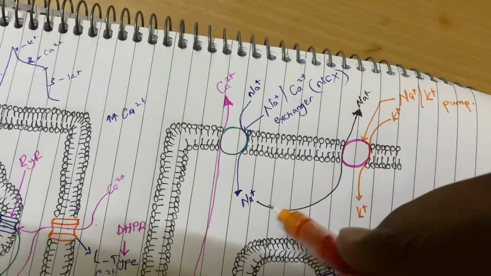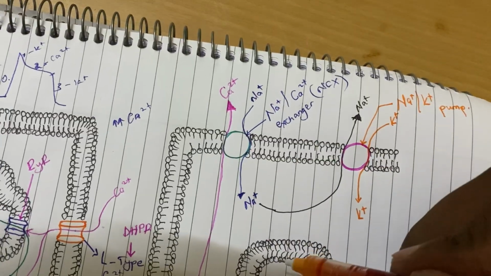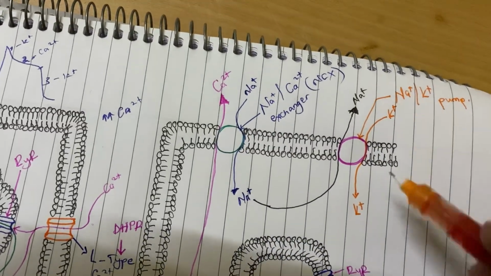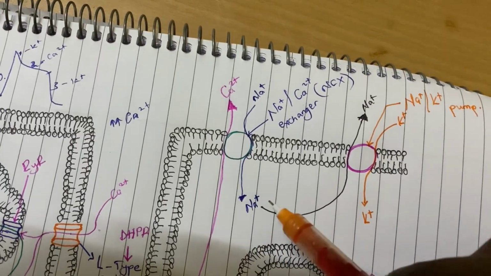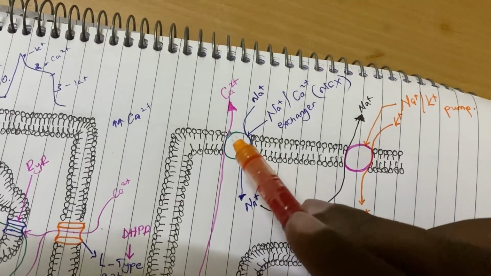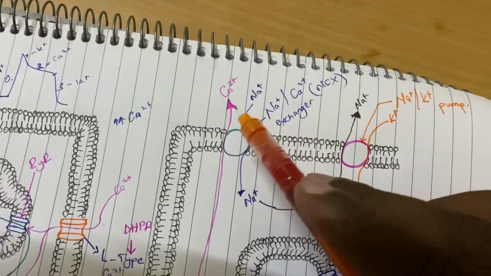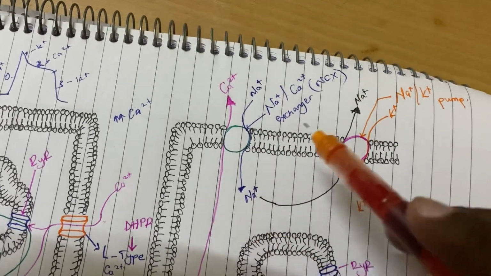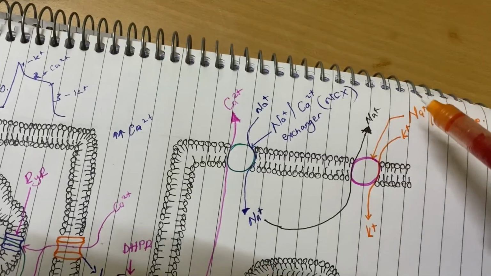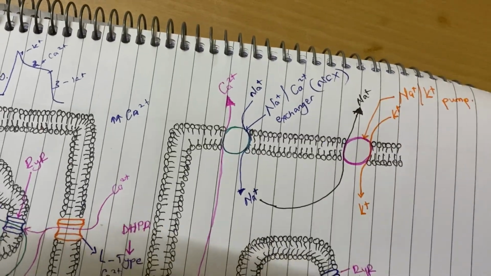But under normal circumstances, it brings in sodium and calcium goes out. But the sodium should not stay inside, because if it stays, it may change the direction of this exchanger and it may start bringing in calcium. We don't want that. That is under pathological states. So sodium should be taken out by the sodium potassium pump.